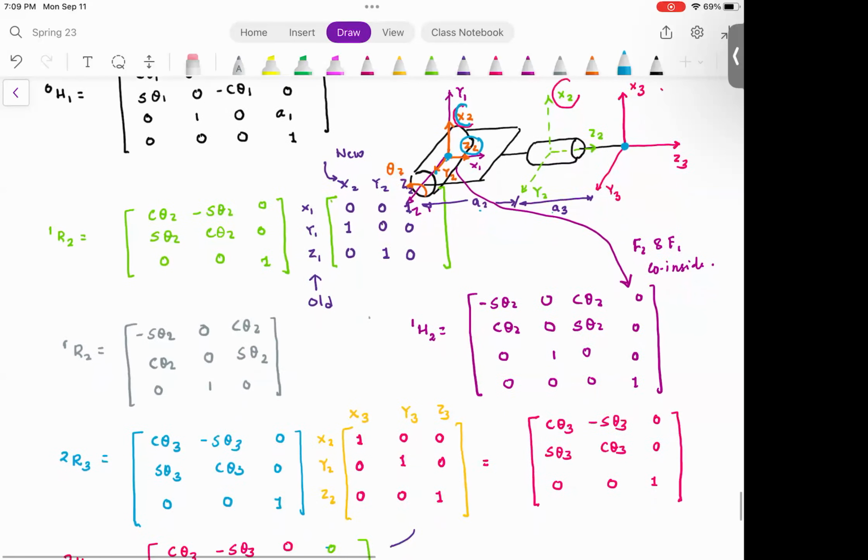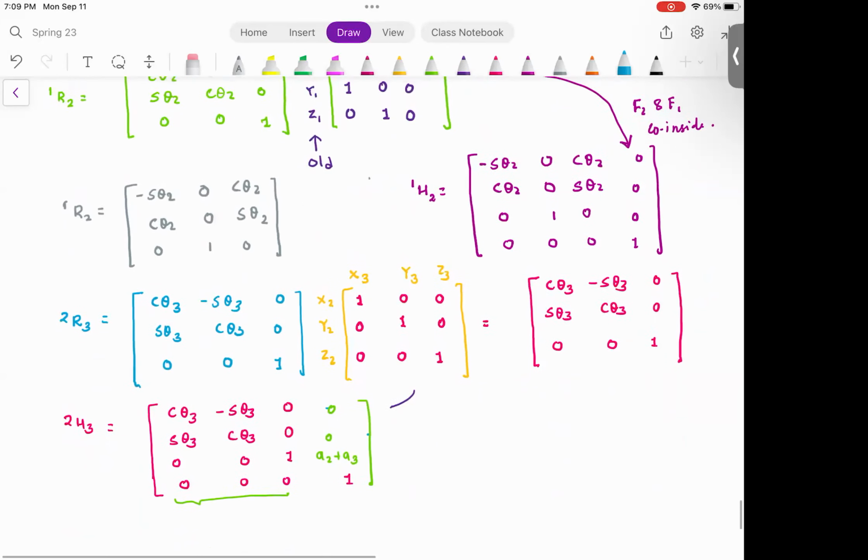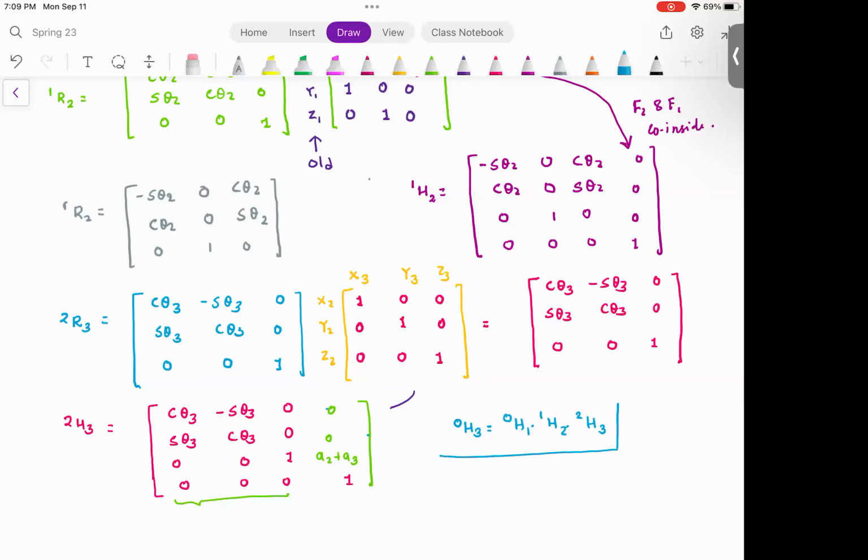So this is going to be your homogeneous transformation. And at the end, you would have 0H3 is equal to 0H1, 1H2, and 2H3. Once you do this, you will get the homogeneous transformation from the zeroth frame all the way to the third frame.